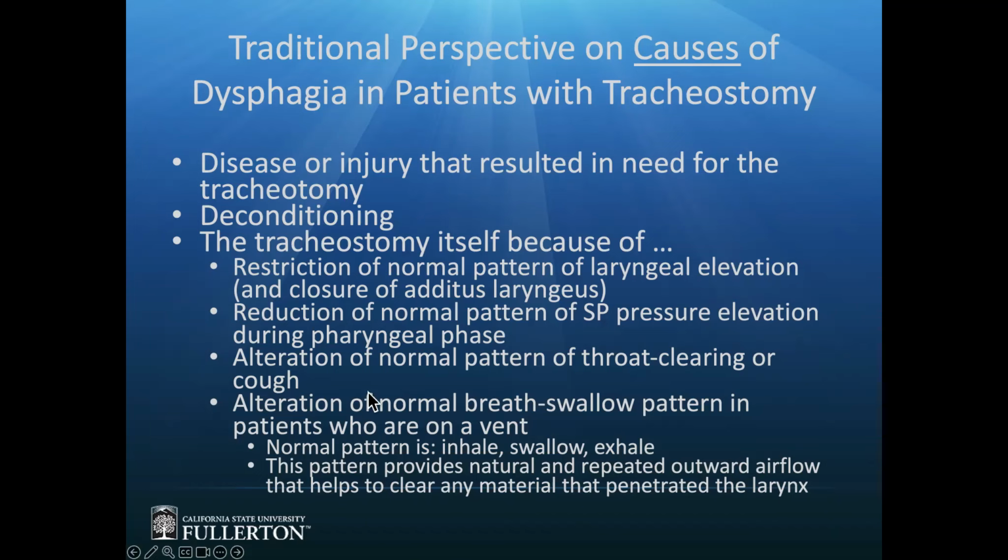The third is alteration of the normal pattern of throat clearing or coughing. When a person who has a tracheostomy tube coughs, they don't get any airflow through the upper airway past the point of the tracheostomy tube. It all comes out the tube. So when you start to get materials gradually or one way or the other coming down into the vestibule and even down into the vocal cords and below and sitting up on top of the tube, it can't be coughed out. The person is not capable of doing that.